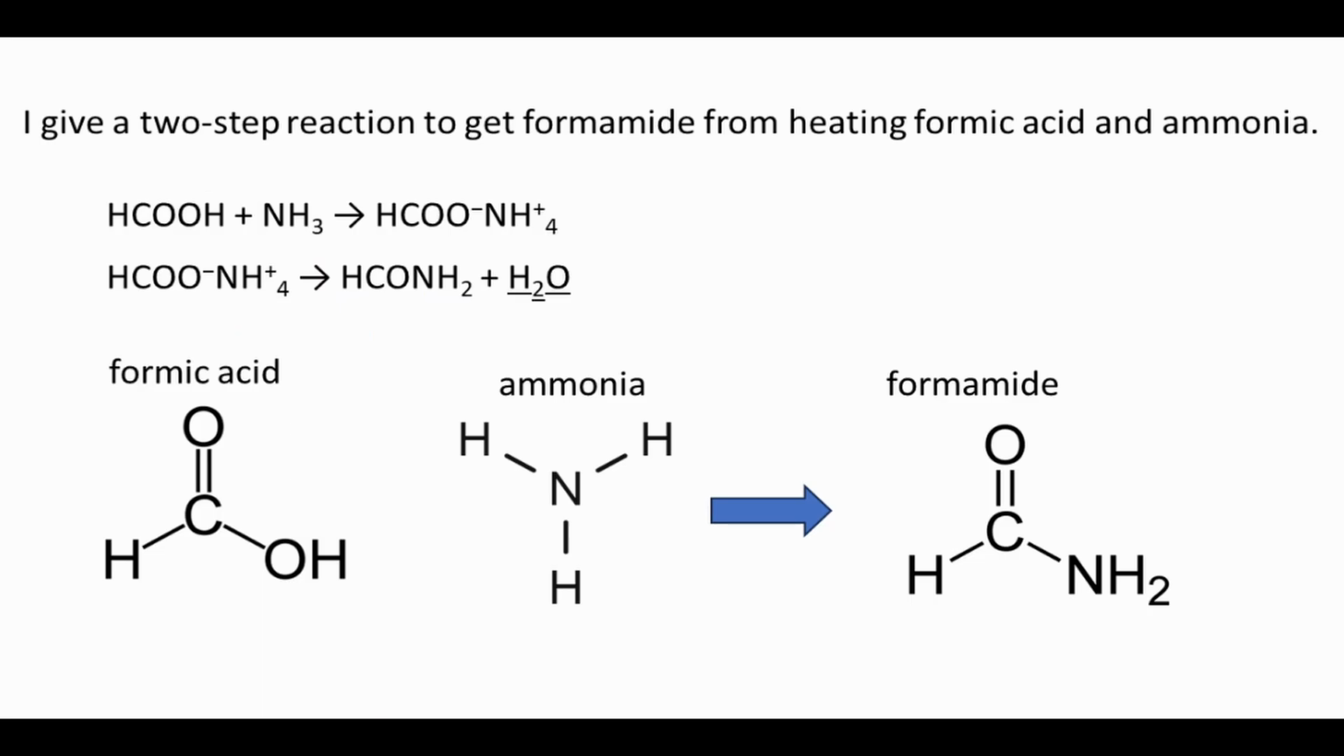The third substance, formamide, HCONH2, was less likely to be present on a prebiotic Earth. I give a two-step reaction to get formamide from heating formic acid and ammonia. HCOOH plus NH3 becomes HCOO-NH4. Then HCOO-NH4 becomes HCONH2 plus H2O.